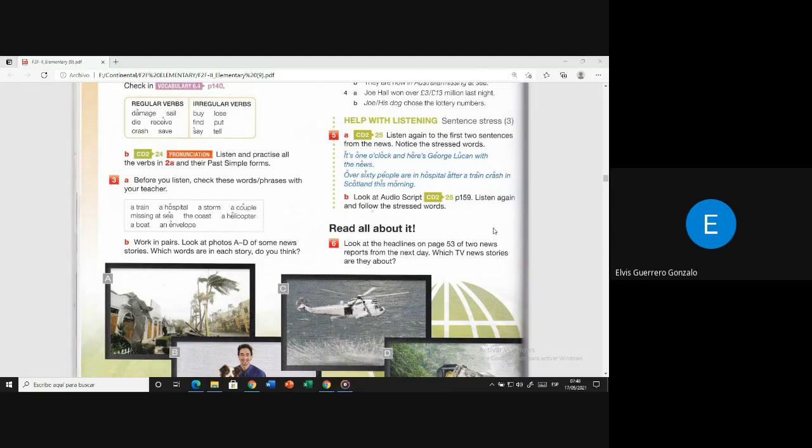Do you notice the emphasis? It's 1 o'clock, and here's George Lucan with the news. Over 60 people are in hospital after a train crash in Scotland this morning. Now, this is the emphasis.